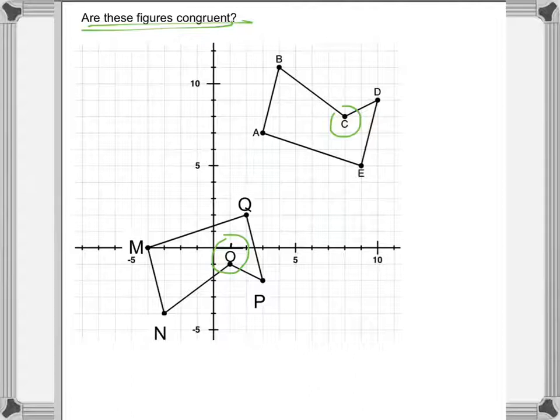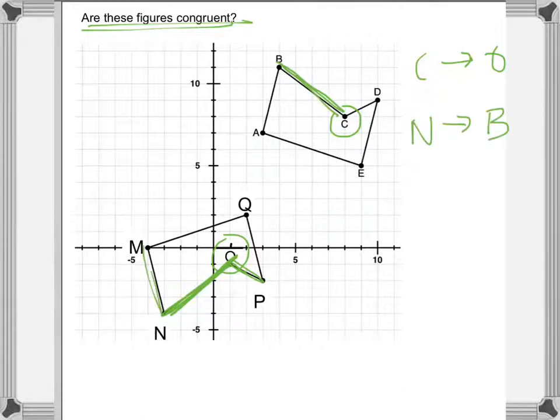So if they were congruent, then C would probably correspond to O, and that makes N, because it's on the longer side of that ray that makes up that angle inside the polygon, N would probably correspond to B, and following this down, it would mean that A would correspond to M. Okay, so let's just think about that for a second.